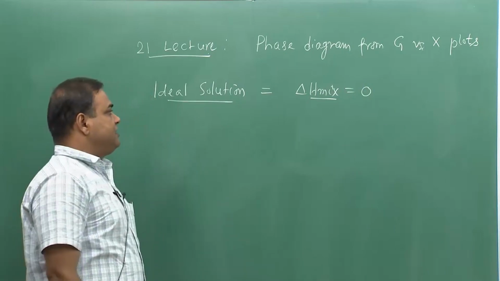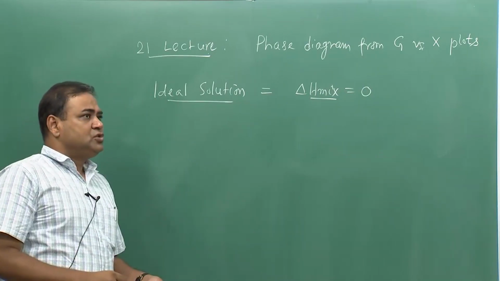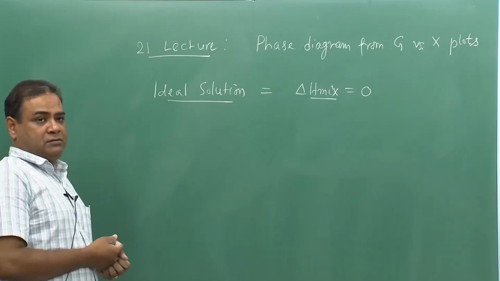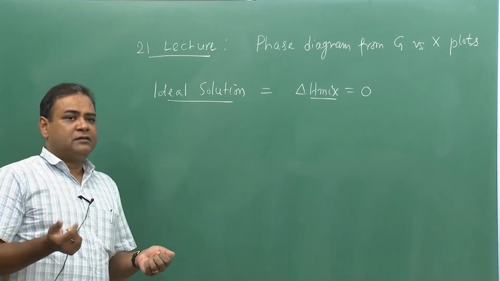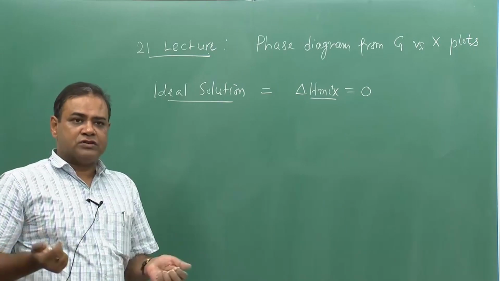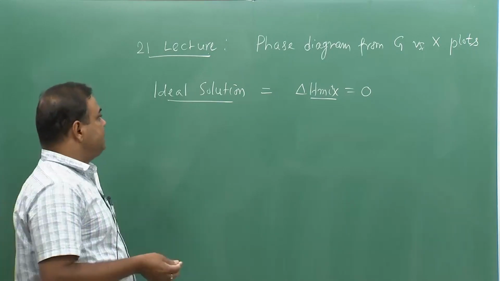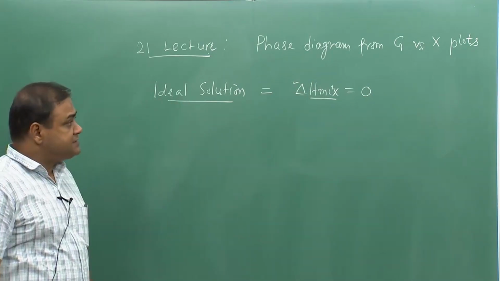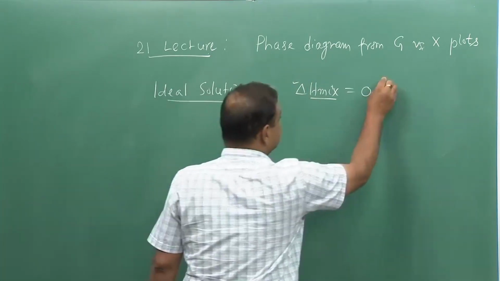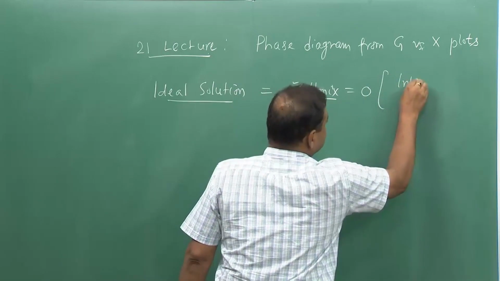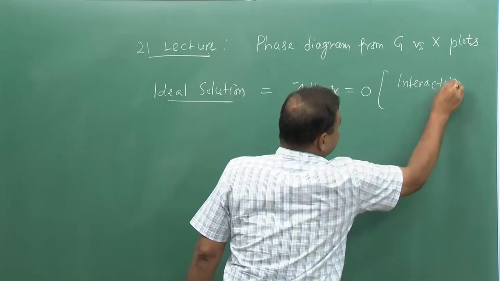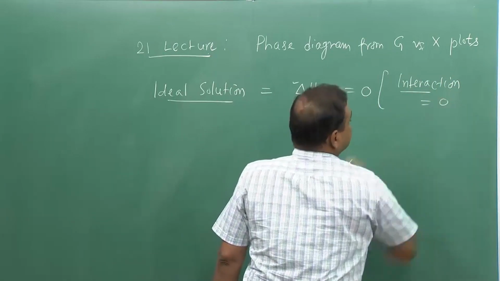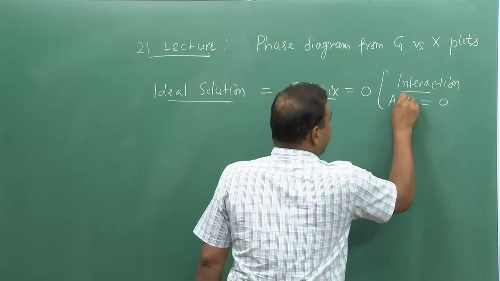So, that means whenever two elements are mixed together, when they form a solution, it can form either a liquid solution or a solid solution. That time this particular term would be 0. It means that the interaction between the components is 0.